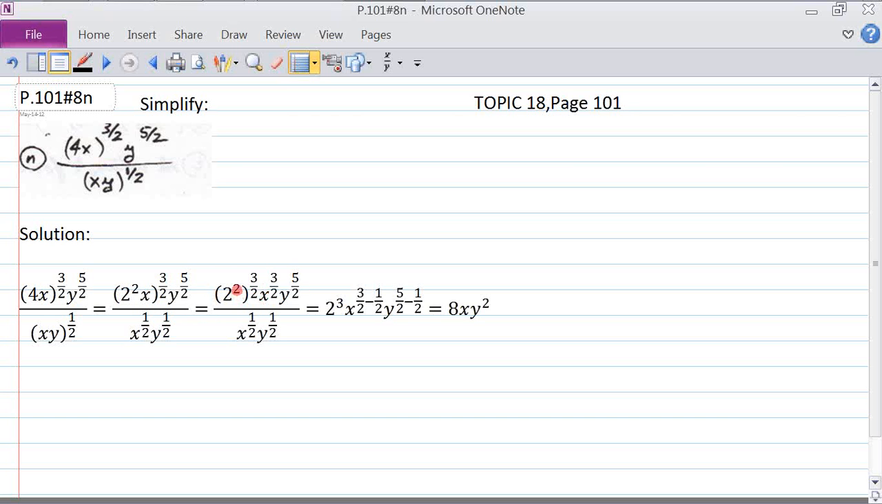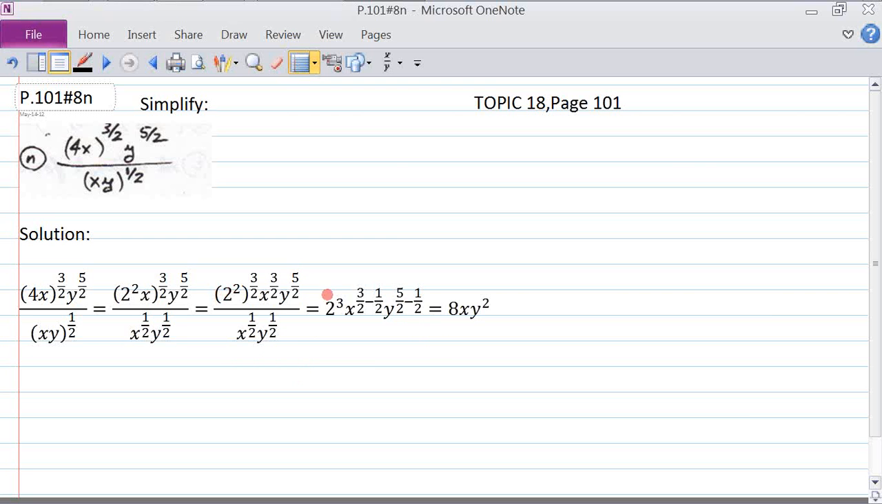Now I can operate on this 2 squared to the 3 halves. The 2's cancel, and I'm left with 2 cubed. So the 2 on the numerator here and the 2 on the denominator here in the powers cancel each other, and I'm left with 2 cubed. I have x to the 3 halves. I'm going to bring this up to the denominator, and that's why I have minus a half. And y to the 5 halves minus the 1/2 on the denominator.